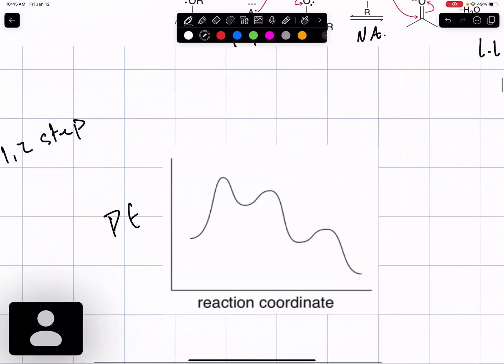So here is a reaction coordinate. And this is chapter 6. This is just helping you identify.